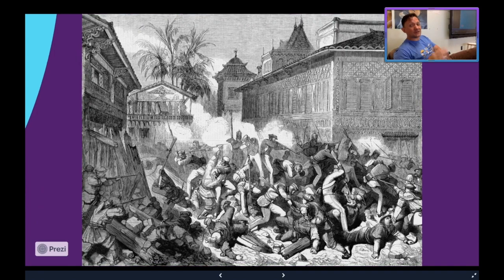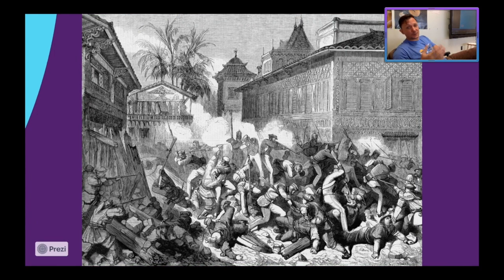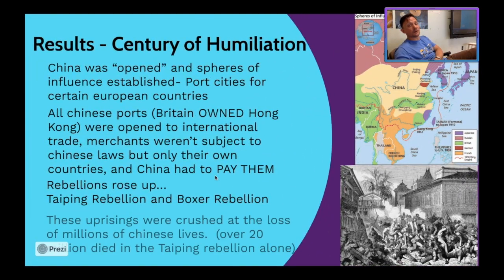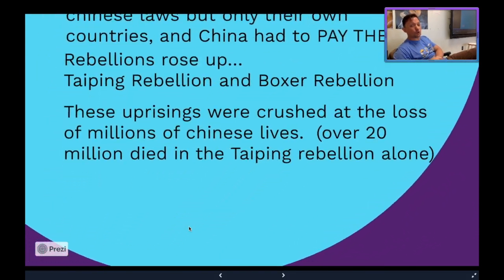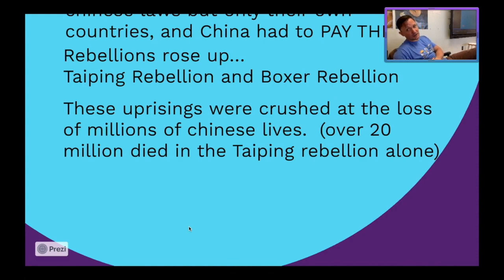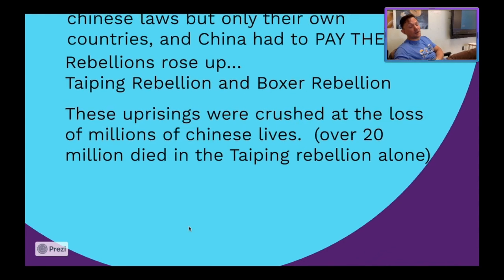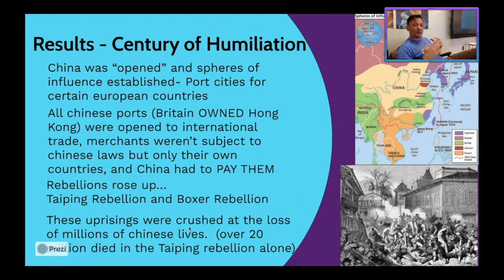Rebellions are going to be a very, very big part of imperialism because the people that live there are going to try to rid their countries of foreign influence, right? So keep that in the back of your mind, that that is going to be a consistent theme going forward. These uprisings were crushed at the loss of millions of Chinese lives. Over 20 million people died in the Taiping Rebellion alone. It is absolutely insane that a group of people, especially Europeans with technological advancements, showed up and just suppressed these people completely and utterly for economic gains and also for the extension of their own country.